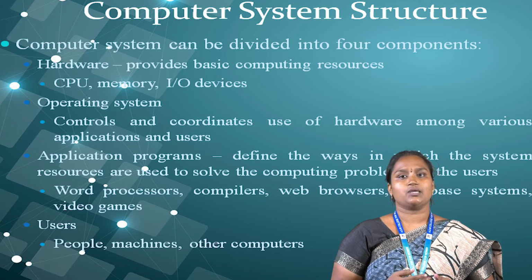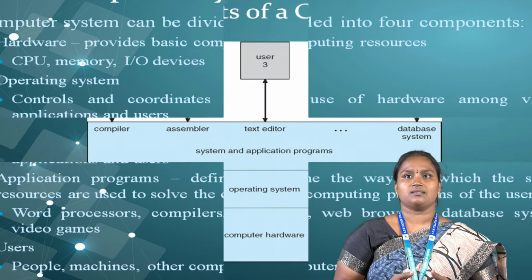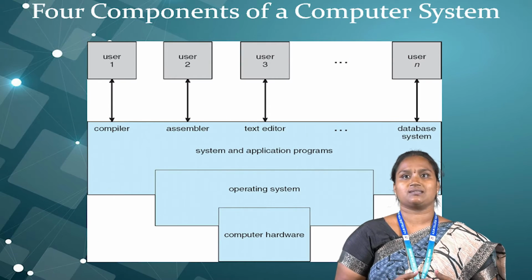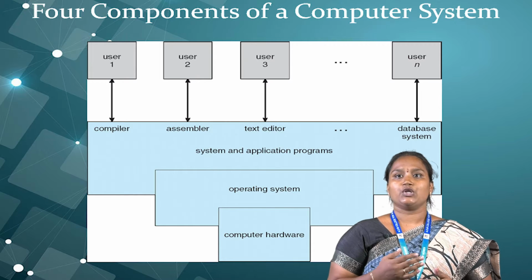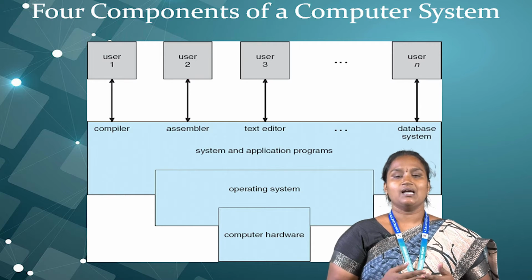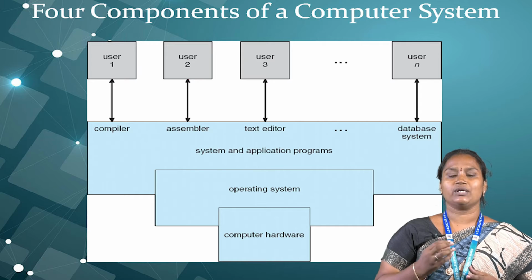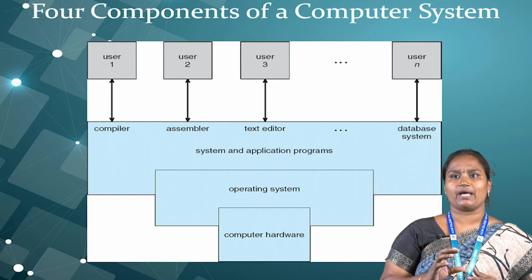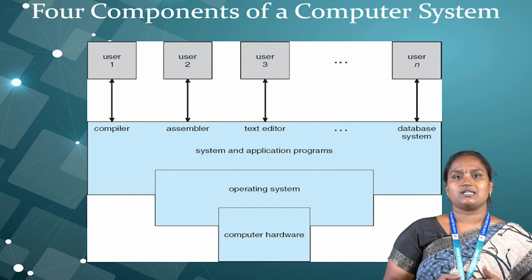The last one is user. Examples: people, machines and other components. They are the computer system structures. Next is an example of the computer system structures. First, user, compiler. Compiler means it finds out the errors. Assembler, combining all the programs into executable programs. Text editor, to find out some documents. Database system, to collect the information through the user.